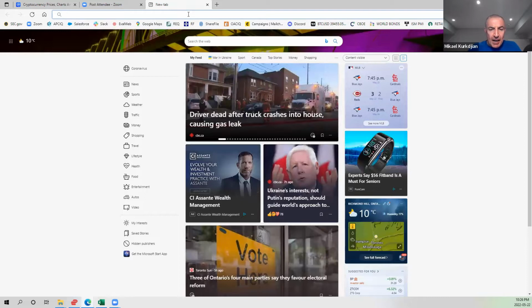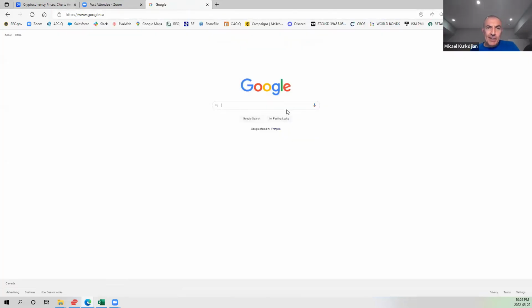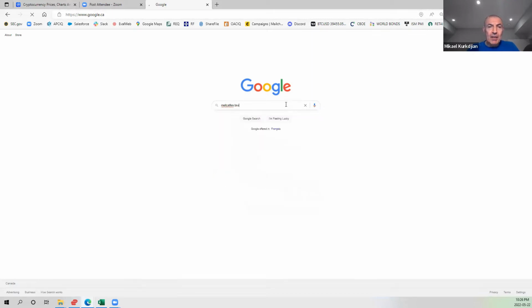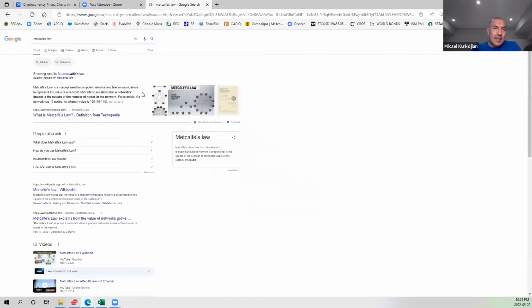What I'd like to do, everyone, is share with you my computer screen and show you what I'm looking at right now when it comes to Metcalfe's law. It's very simple to look at. Metcalfe's law basically focuses on the fact that a network's impact is the square of the number of nodes in a network. For example, for a network that's got 10 nodes, Metcalfe's law says 10 times 10, which means that network is worth 100.